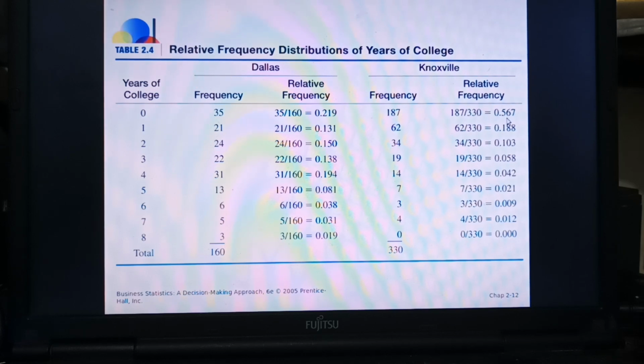That's 0.567 or 56.7%. So mas dako ang percentage sa Knoxville for respondents, or this would be adults surveyed that did not went to college. They did not went to college. So mas higher ang percentage sa college education in Dallas compared to Knoxville.